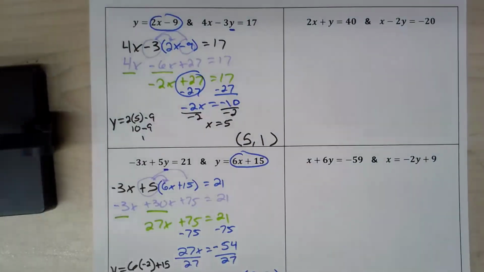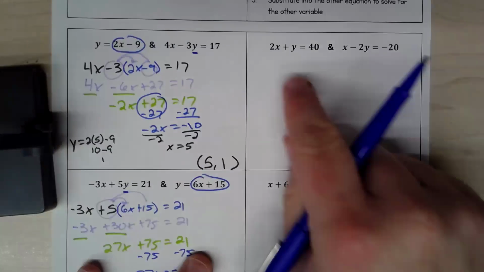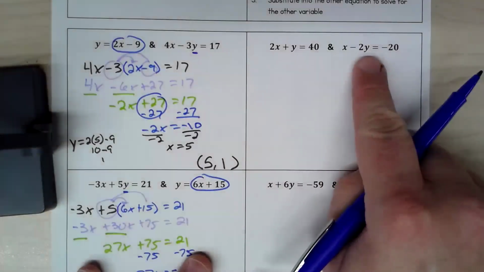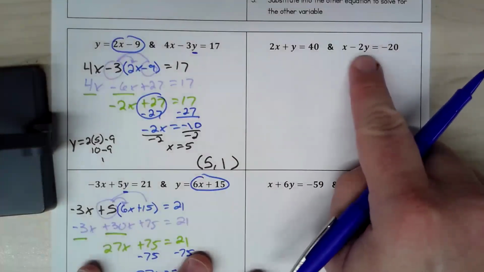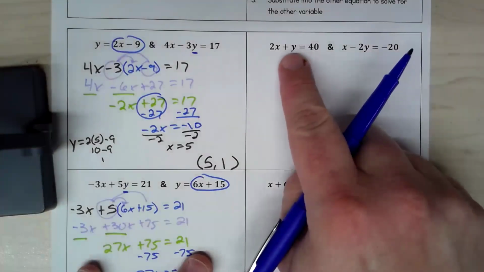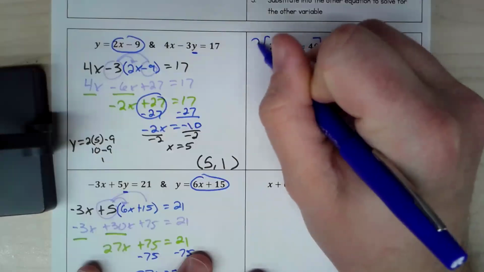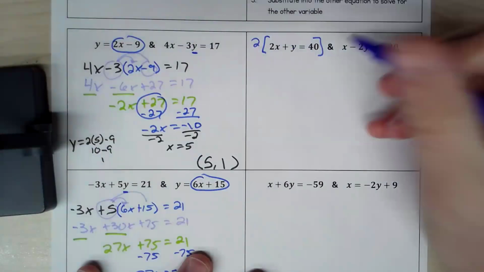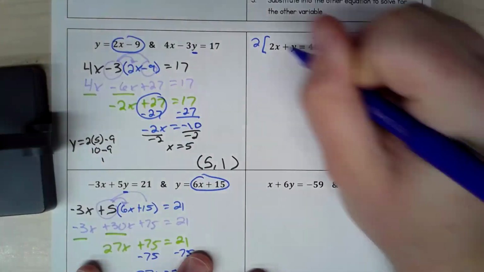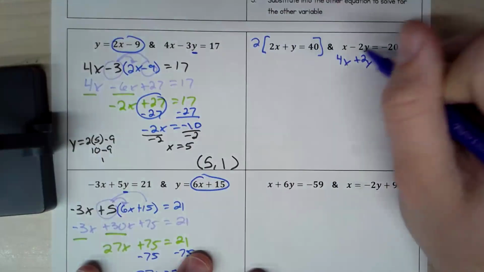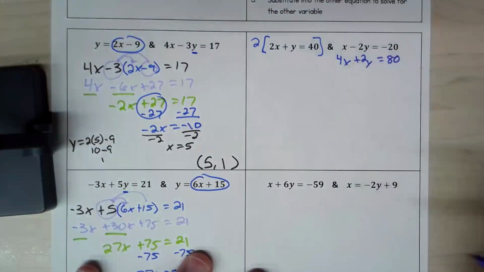All right, and when I eliminate, I need to eliminate one of my variables because I can't solve for x and y at the same time. So like here, I have positive 2x and positive y, negative 2y. Well, if this is negative 2y, if I want to make this eliminate, I need to make this positive 2y. So I'm going to multiply this entire equation by 2, and I'm going to rewrite it under it. 4x plus 2y, and 2 times 40 is 80.